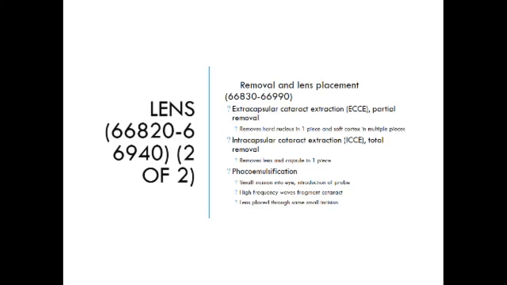So more on the lens, the removal and lens placement, 66830 through 66990. Extracapsular cataract extraction, ECCE, partial removal, removes the hard nucleus in one piece and the soft cortex in multiple pieces. Intracapsular cataract extraction, ICCE, total removal, removes the lens and capsule in one piece.